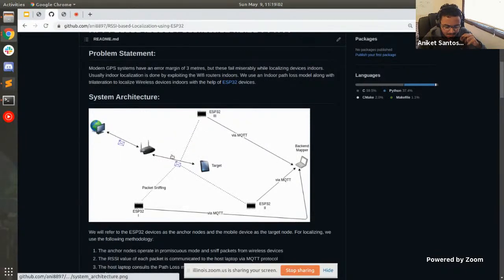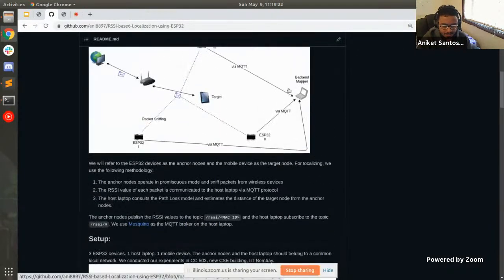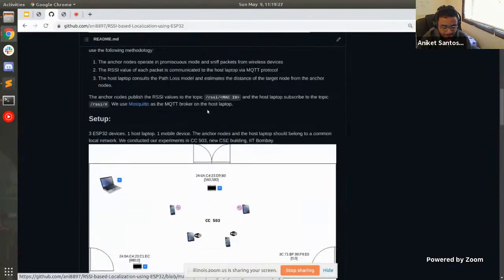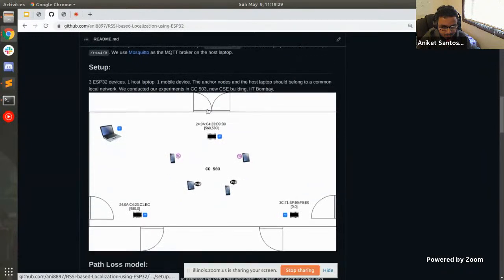We had three ESP32 devices, each sniffing packets in the network itself. All of these devices communicate their information to one of the backends, and the backend processes all that information to predict where the target device is in the physical space itself. Just to give you a simple demonstration, we did this in one of the labs in IIT Bombay.